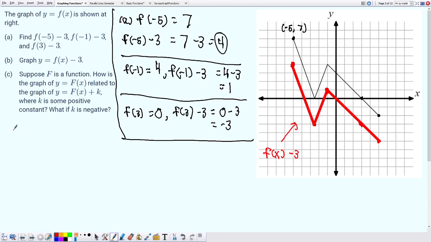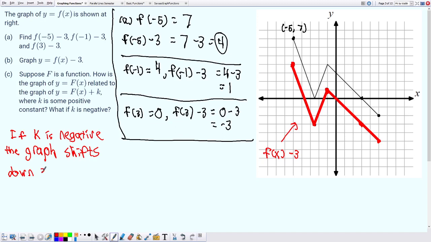So, if k is negative, the graph shifts down, not 3 spaces, but k spaces.